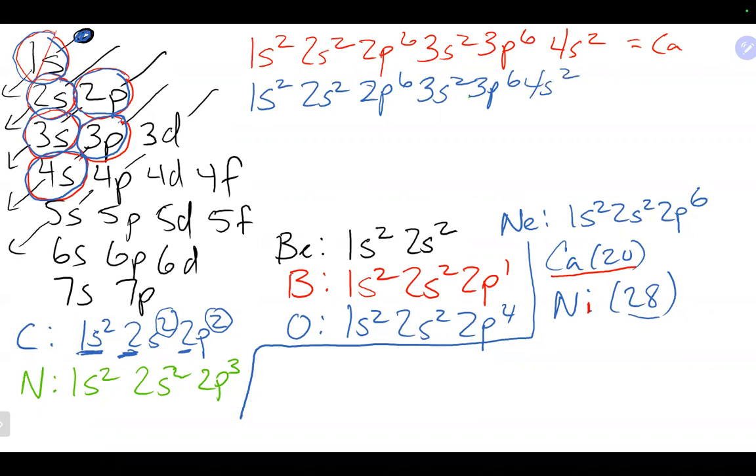That's 20. Next, as we come off of 4s, we are going to come back to the 3d. So the 3d is the next one that can take it. You could put 10 electrons in there, but in this case, we do not need 10 electrons. We just need about 8 electrons there, and that would be nickel's configuration. First off, any questions on those configurations? Yeah.